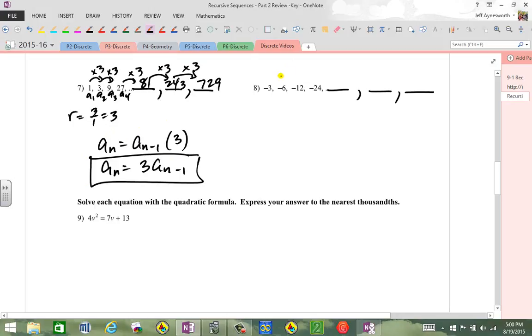Okay, on this one, what do you multiply by? Try 2, okay? Negative 3 times 2 is negative 6. Negative 6 times 2 is negative 12. Negative 12 times 2 is negative 24. So you keep on multiplying by 2. So times 2, and then times 2. So negative 48, negative 96.